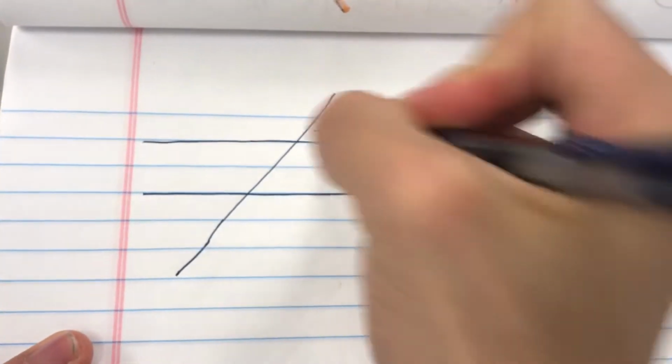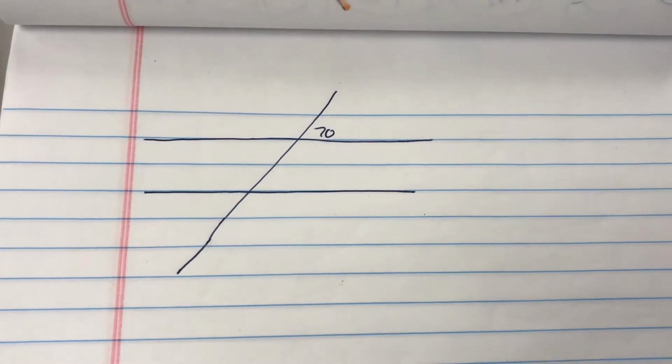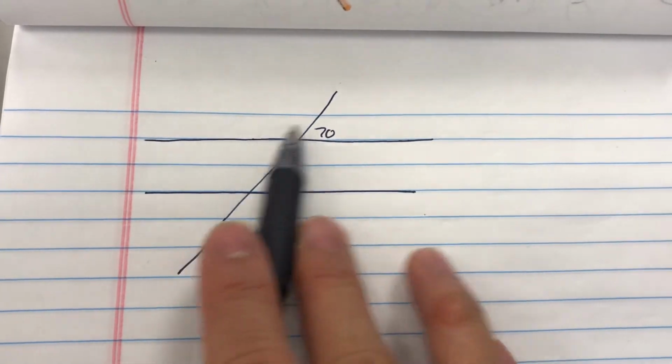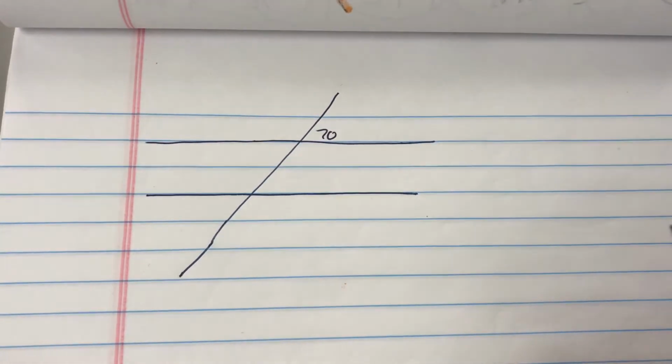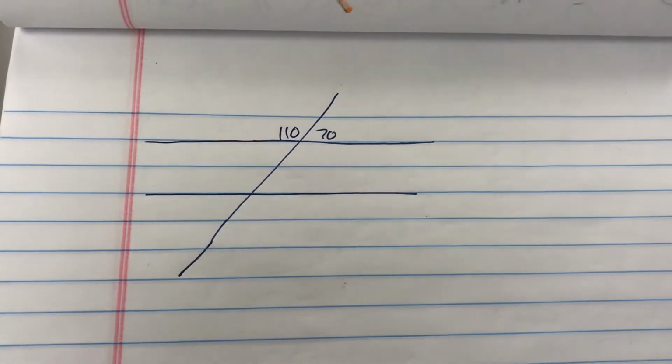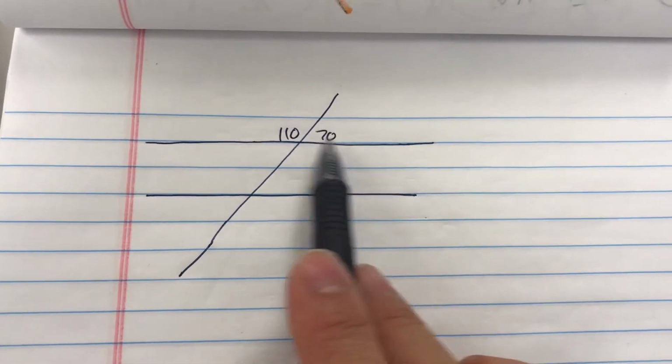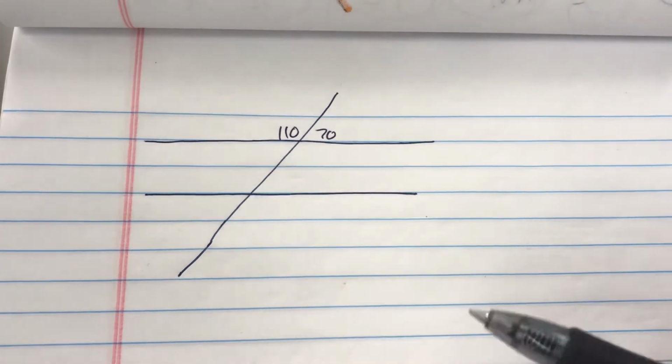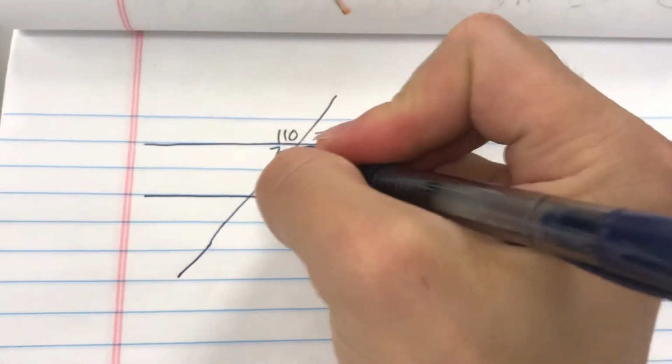Let's just say that this little angle right here is 70 degrees, right? And if this is 70 degrees, well, you know the angle right next to it is going to make a straight line. So 180 minus 70 is 110. Okay, great. So far, so good. Basic. But wait, if you know this is 70, all of a sudden you know this one too, right? Because it's vertical to it, so it's going to be 70 as well.